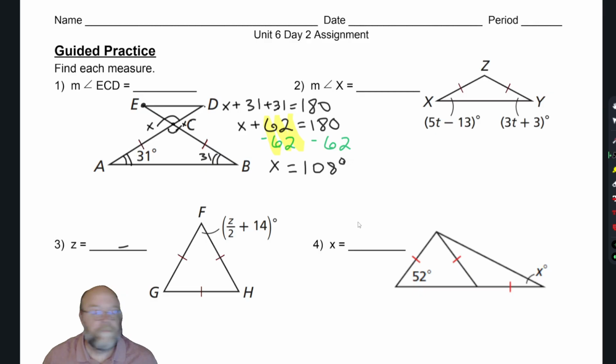That's that one. Okay, next one. Hey, looks like we got a couple of congruent sides over here. That means we got a couple of congruent base angles right there. Hey, those are congruent. What does that mean? It means they're equal. Okay, so let's say they're equal. 5t minus 13 equals 3t plus 3.